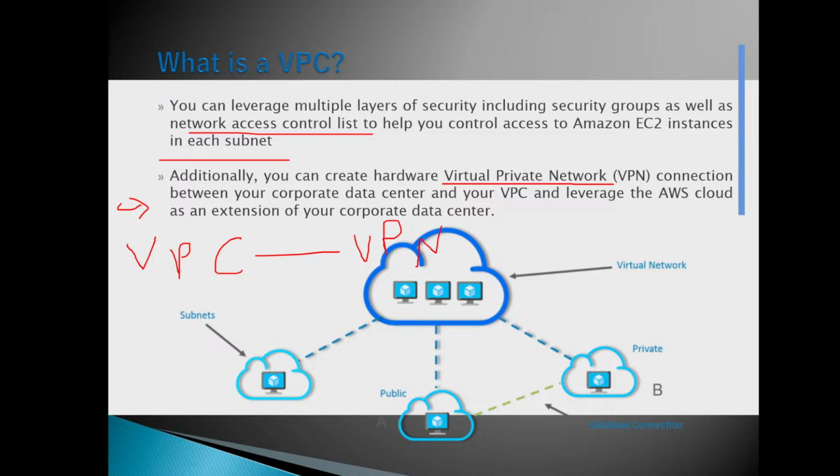Okay, so you are running a data center on premise, you are running a data center in the cloud, and you want to communicate between these two data centers without exposing over the internet. You can do that using VPC to VPN pairing.